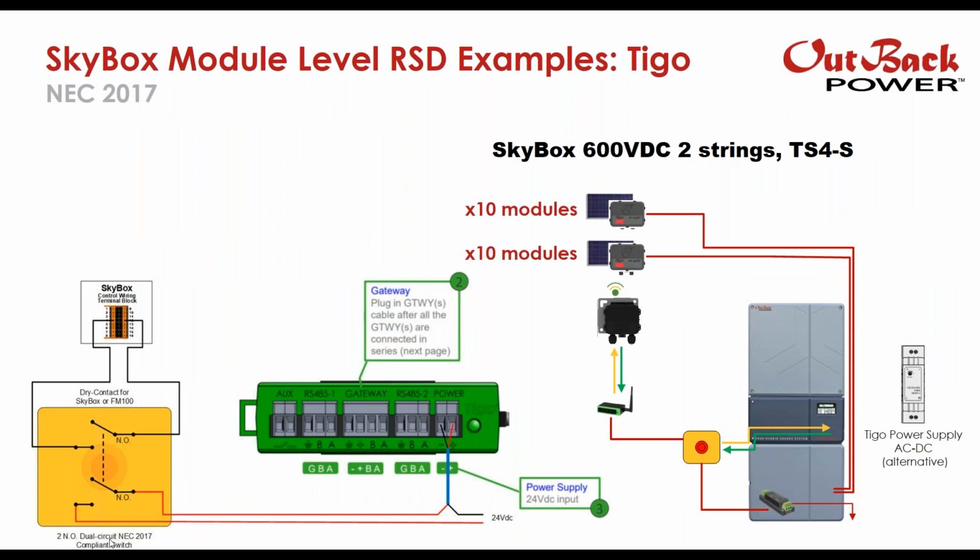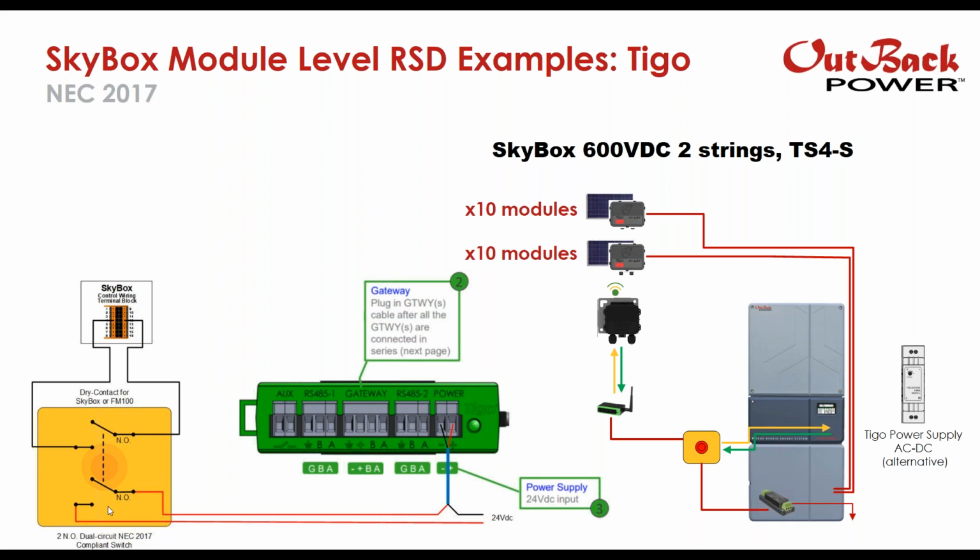All right, so this is the example with SkyBox. So SkyBox uses continuity just like the previous examples. So here we have, again, that dual circuit switch. So this circuit is used to communicate to SkyBox whether there's a rapid shutdown event or not, while this circuit here is either providing or removing the 24 volts DC to the system.